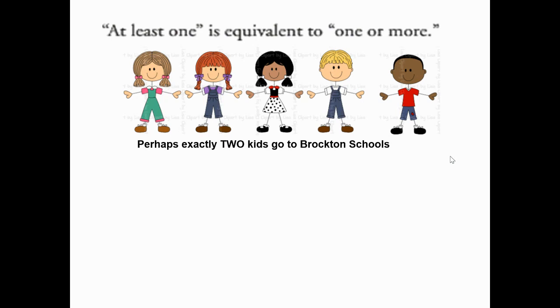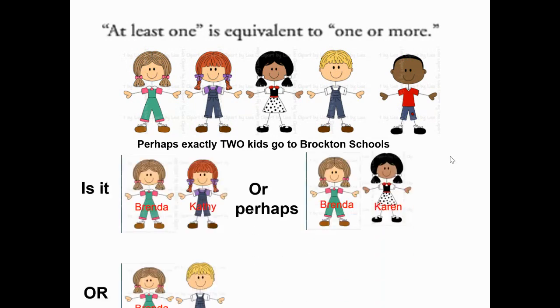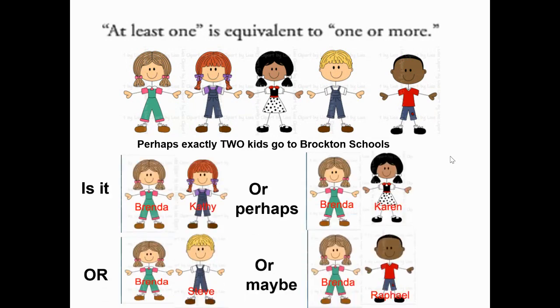Well, maybe at least one means that there's 2 kids. At least one means one or more, or up to 2 kids. Problem is, I don't know if it's Brenda and Kathy, or maybe it's Brenda and Karen, or Brenda and Steve, or perhaps it's Brenda and Raphael. You see the problem this presents, all right? We will study this in chapter 5.